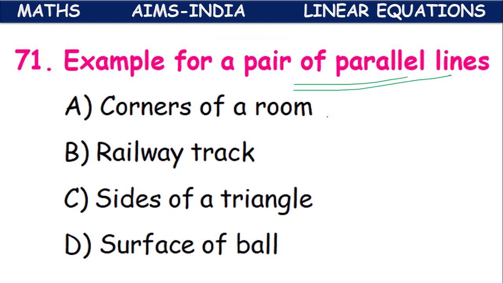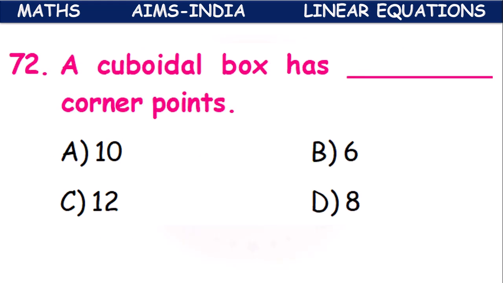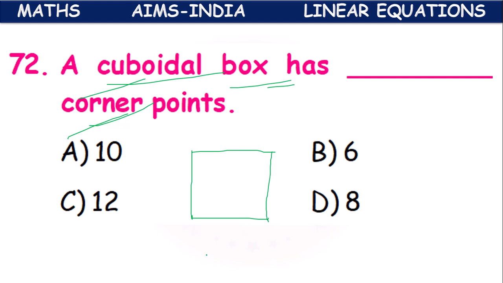Pair of parallel lines. Already the question came, children, railway track. Cuboidal box has how many corner points? Cuboid means square shaped box. So A, B, C, D. Corners on the floor.